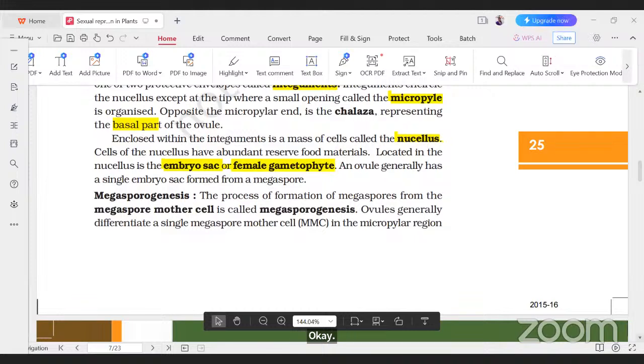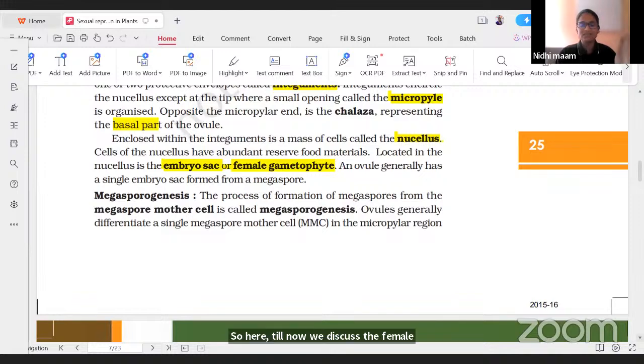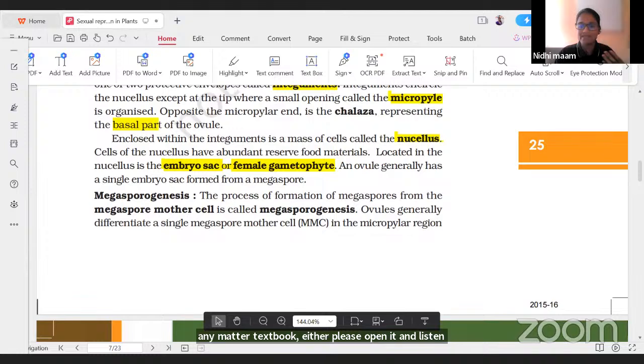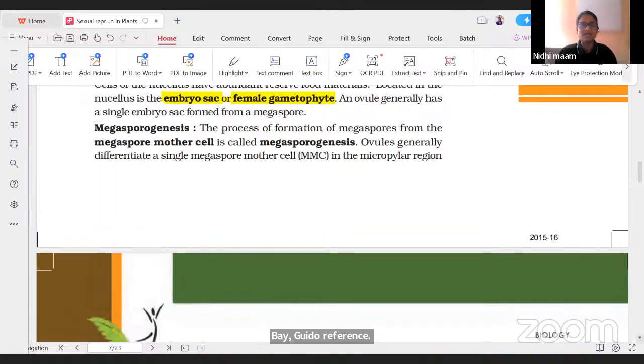Good. So till now we discussed the female reproductive part. I am making you read because yesterday the connection got stuck, so we couldn't read the textbook. I want everyone to read the textbook. If anyone has the physical copy, please open it, listen to what your friends are reading, and mark the important points. Other guides and reference books are not at all preferable. Everything is in the textbook. This is our Mahabharata and Ramayana. Okay? So we discussed megasporogenesis yesterday.